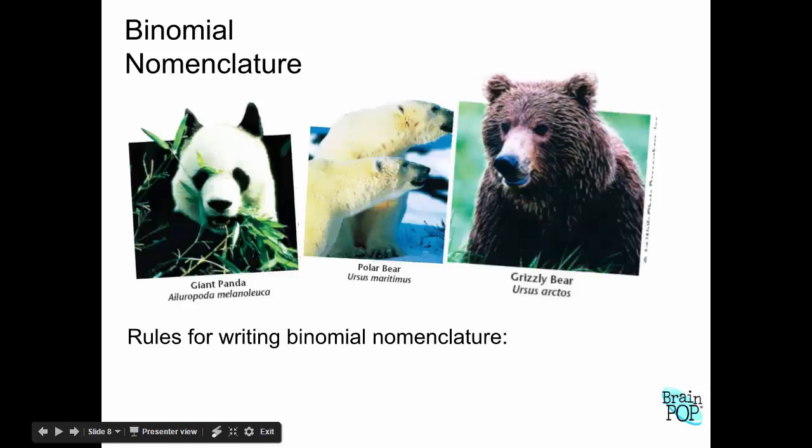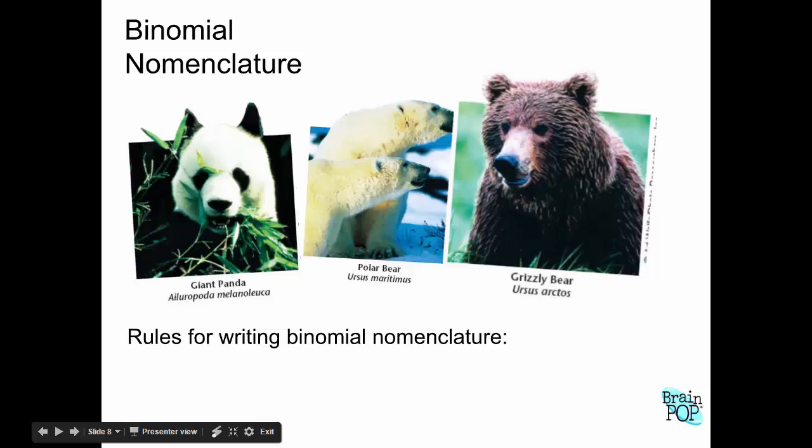Now when we write names in binomial nomenclature, we have a couple of rules that we follow. The panda bear is Ailuropoda melanoleuca. The polar bear, Ursus maritimus. The grizzly bear is Ursus arctos. What do you notice about how those binomial names are written? Julia? They're in a different font. Yes, they are in italics. If you're using computers, you type them in italics, but if you're writing them by hand, you can underline them instead.